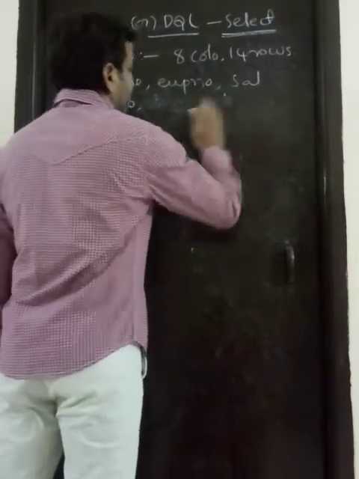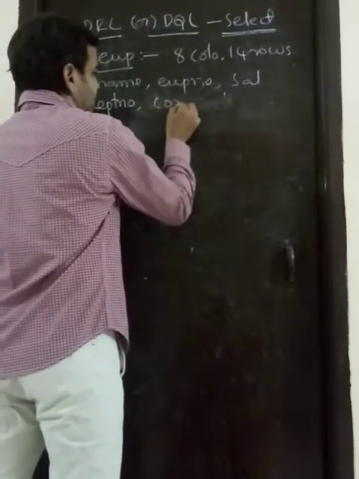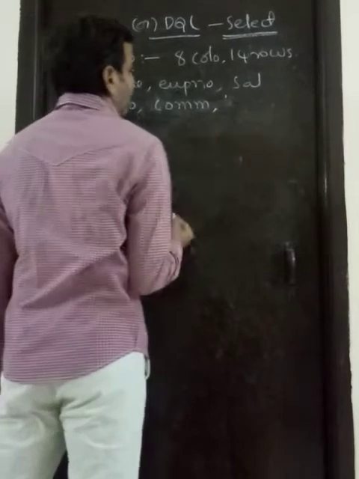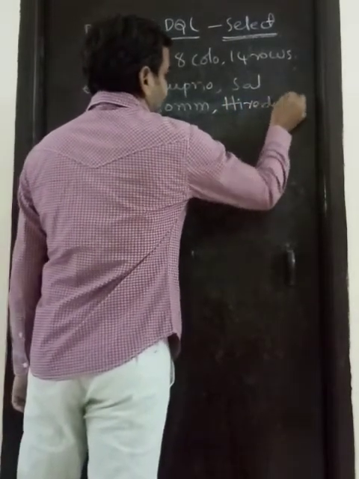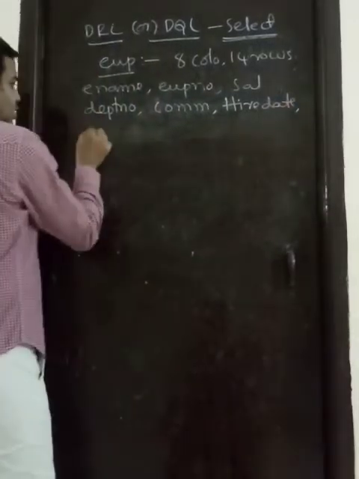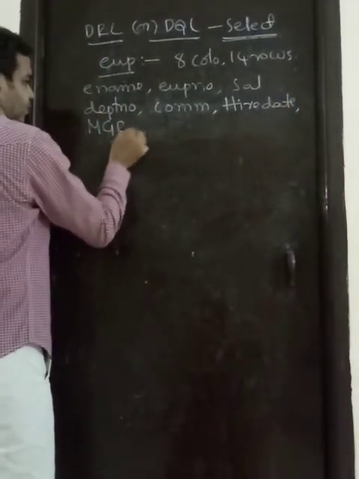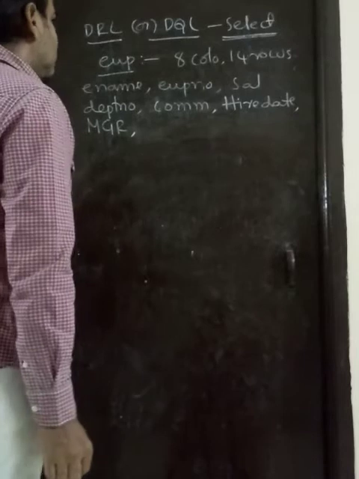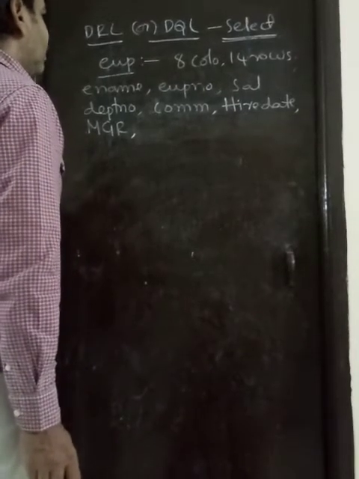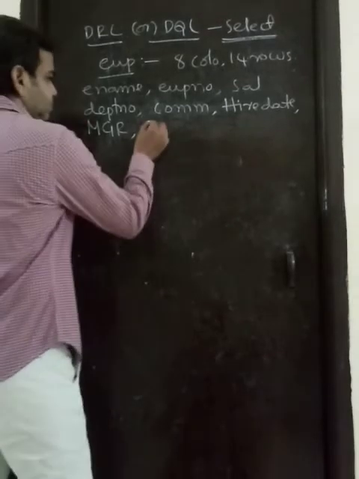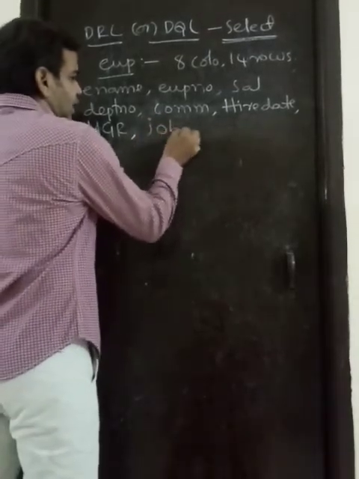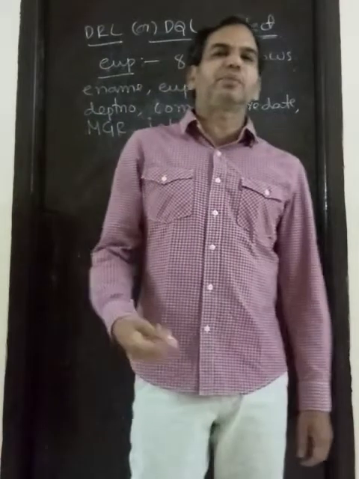department, there is no department name. Salary, commission, and hire date, MGR, which is the manager number, hire date, job. So these are the 8 columns which are in the employee table.